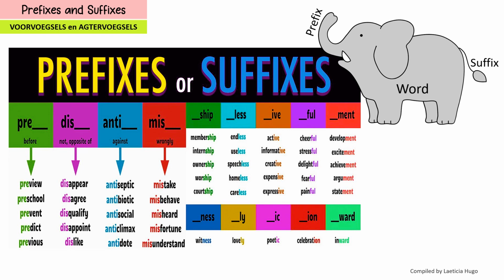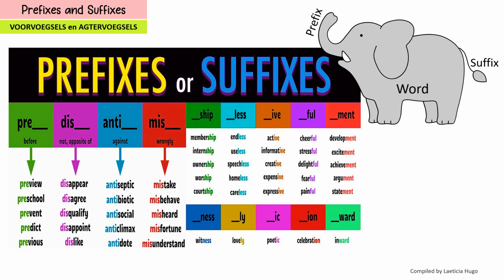Let's have a look now at suffixes. On the right hand, you'll see it's ship in the green block, less in light blue, if in orange, full in purple, and ment. There's also at the bottom, ness, ly, ic, ion, and ward.